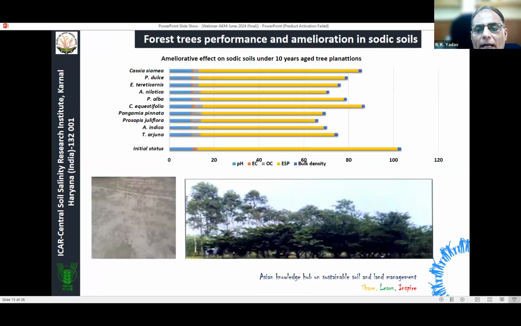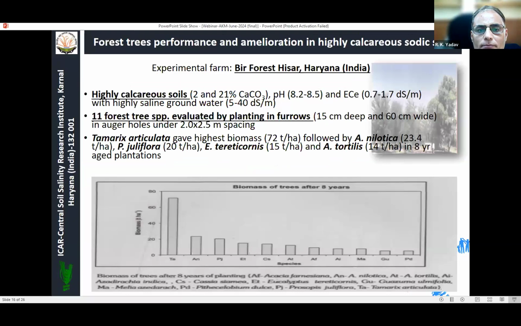When we talk about reclamation potential, when we compare to the initial status, all the soil parameters like pH, electrical conductivity, soil organic carbon, and even bulk density, exchangeable salt, continuously decreased with the passage of time in all these species. Finally, we can say that these species are good for the reclamation process.